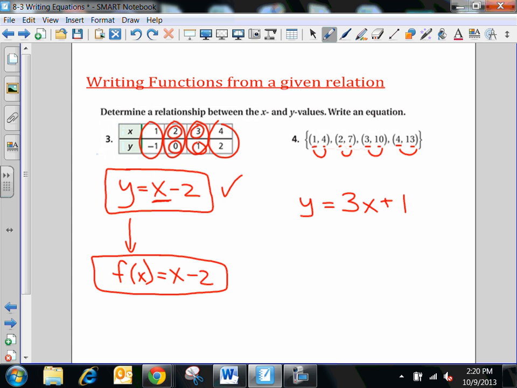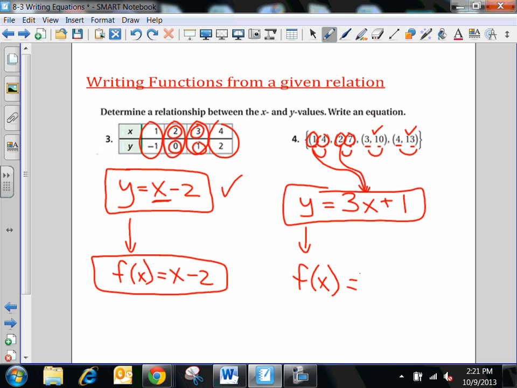And let's see if this works. If I plug in 1 for x, I will get out 4. If I plug in 2 for x, I will get out 7. So on and so forth. And it will work for each of them. Okay, so this is the equation that I would get. Okay, and I'm going to change the y to a function notation. f of x equals 3x plus 1. Okay, so that is the function I will get for example 4.